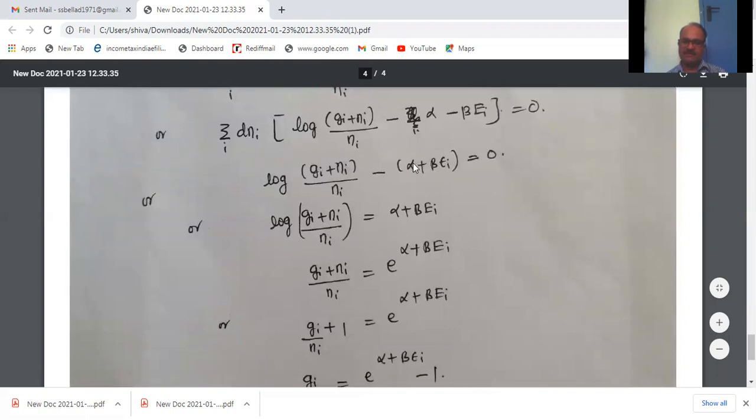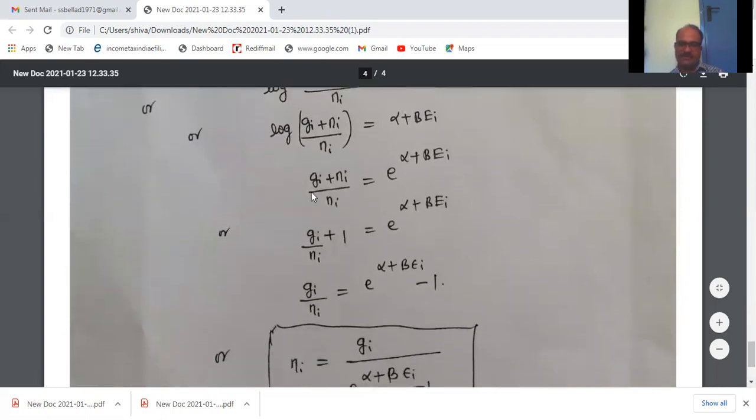And you take these two terms to the RHS side, it becomes log of (gi plus ni) by ni is equal to alpha plus beta ei. And remove this logarithm on the LHS side, the RHS side goes to exponential. So it is (gi plus ni) divided by ni is equal to e to the power alpha plus beta ei. And simplify this one, gi divided by ni plus 1. Taking the LCM, gi divided by ni plus 1 is equal to e to the power alpha plus beta ei. And you take this 1 to the RHS side, it becomes minus 1.